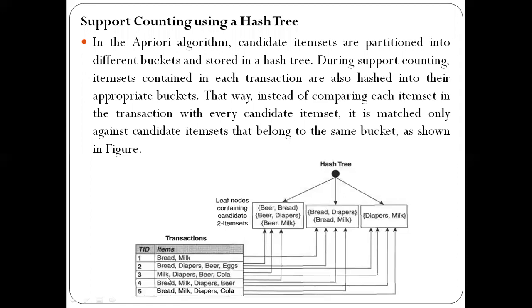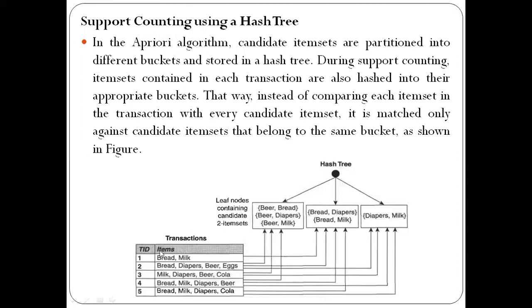Now the transactions will also be partitioned here. Bread and milk will be considered as one partition, and it will be placed in this bucket. Then bread and diapers will be present in the second bucket. Like that, we will be partitioning the transactions also, and keeping them in the buckets of the hash tree. Now instead of comparing each item of the transaction with every candidate item set, we will be comparing only with the candidate item set which is matching here.